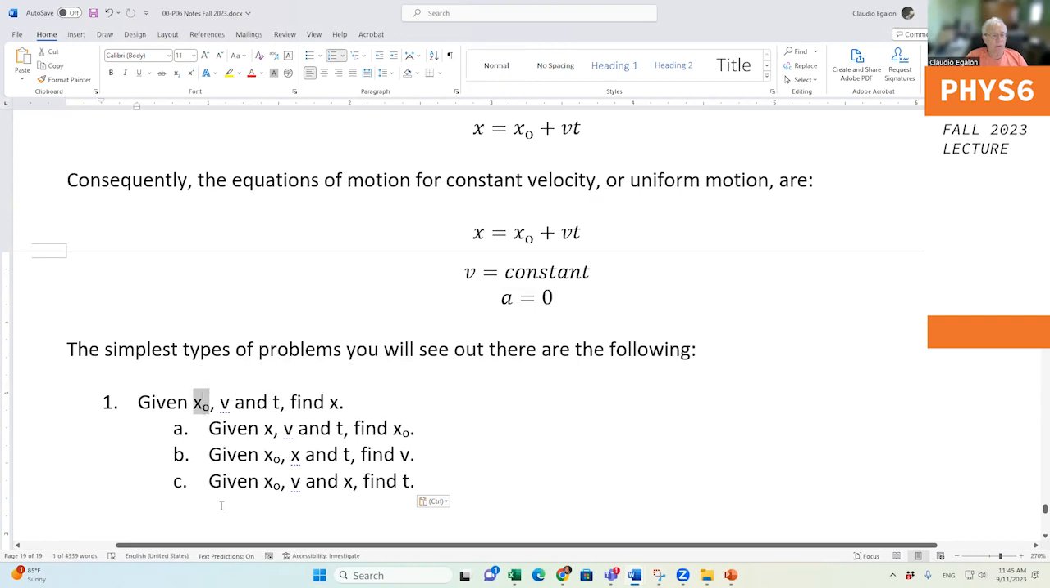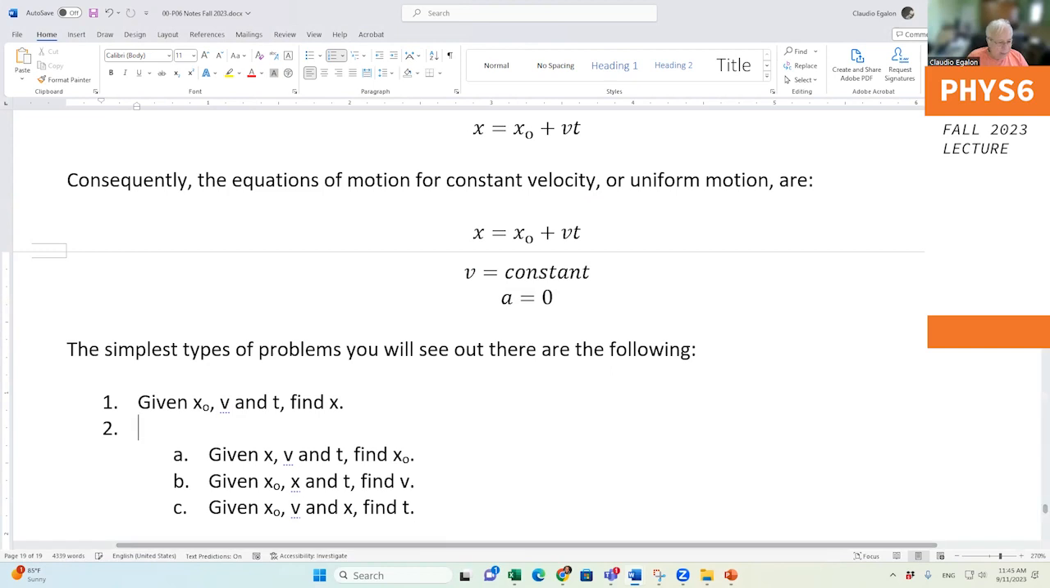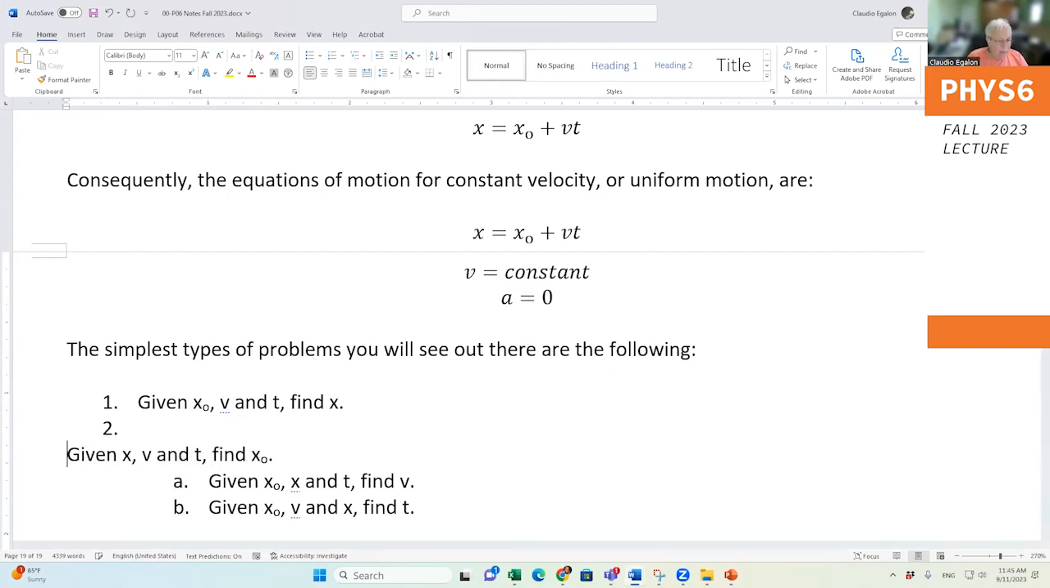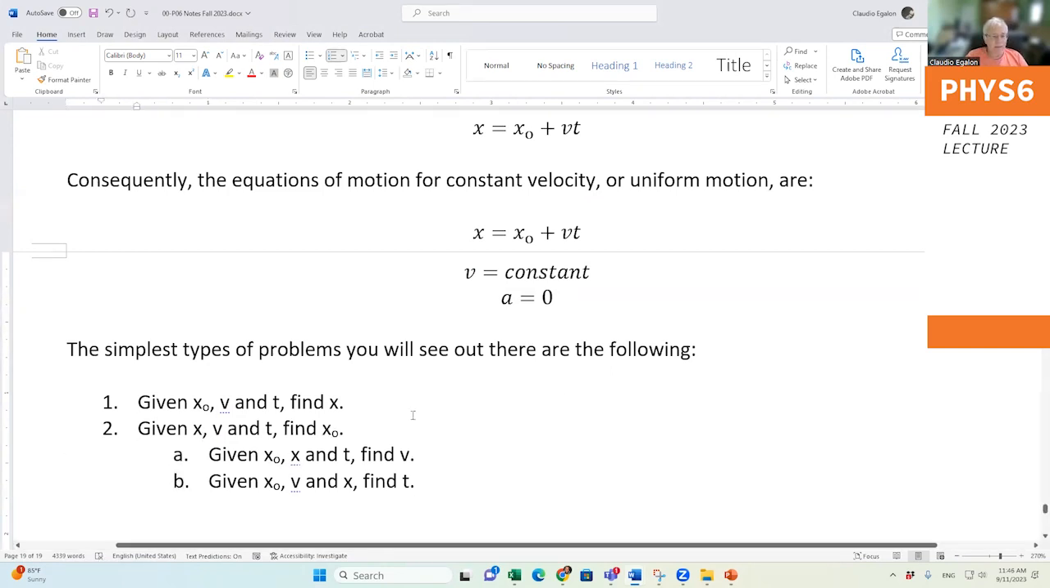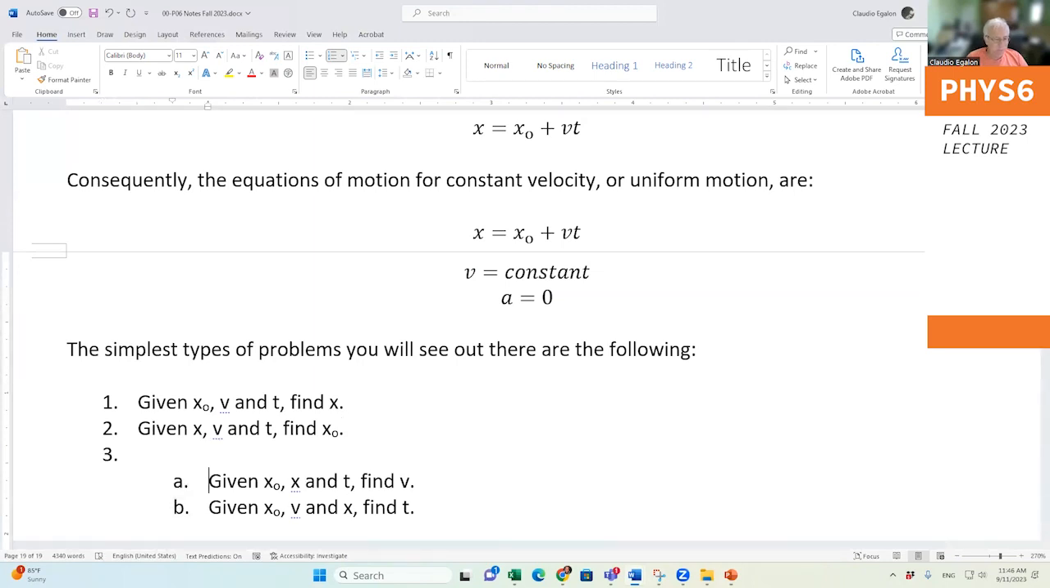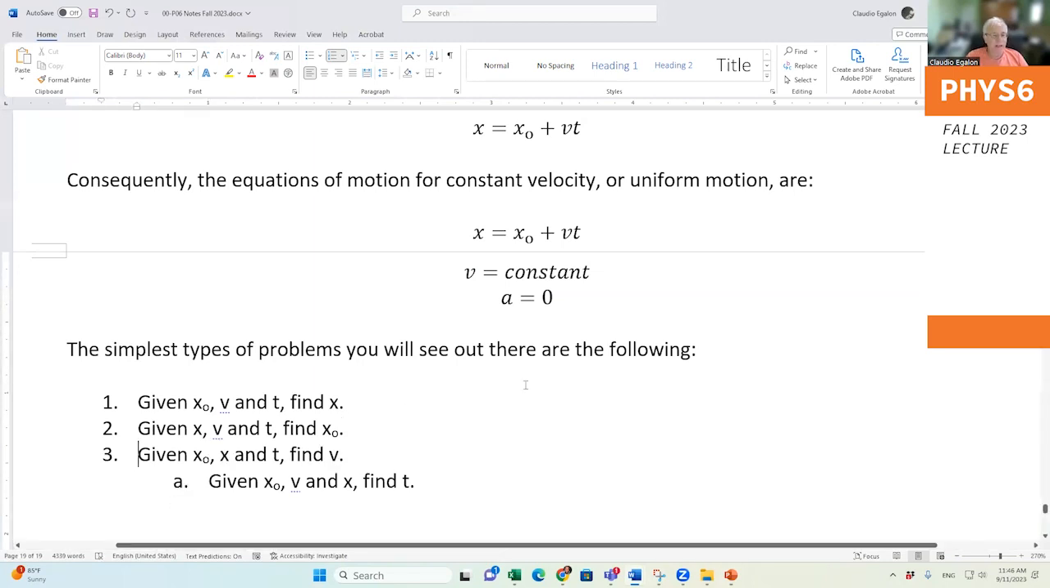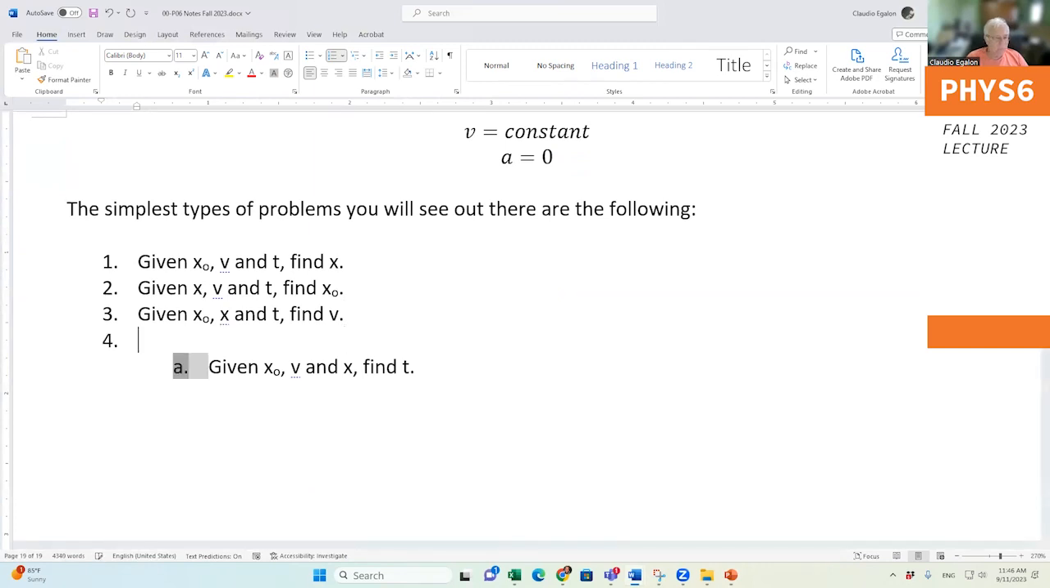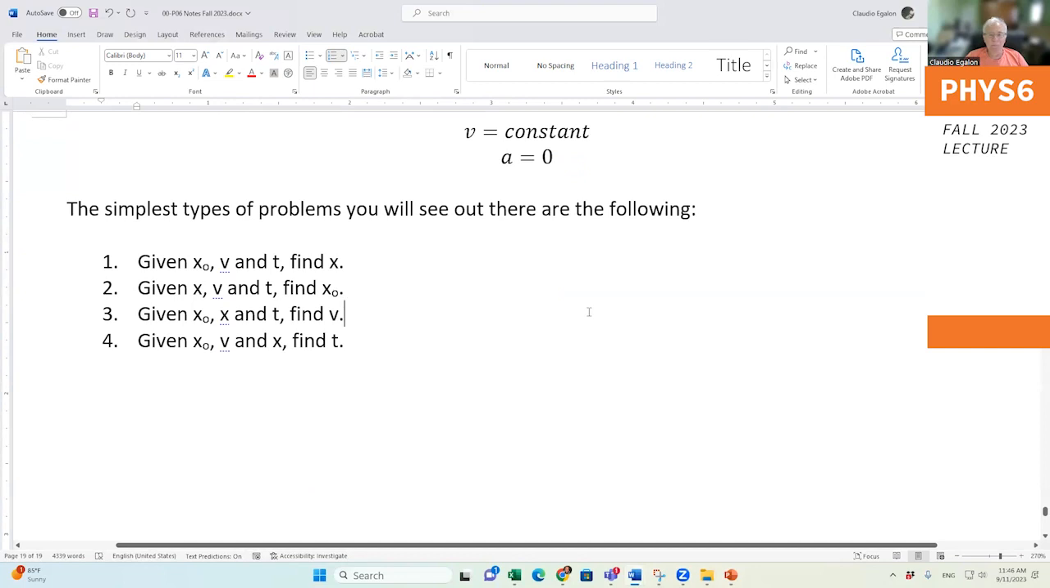Given initial position, V and T, find X. Okay. I'm going to do like that too, instead of A, B, C. Given X, V, and T, find X naught, right? Given X naught, X and T, find V. And given X naught, V and X, find T. That's the simplest type of problem that you're going to see for this type of equation.